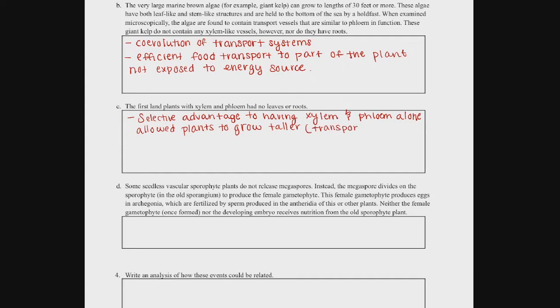Transport of water. And some parts of the plant could be shaded and not in an energy source, but could still get those nutrients, similar to what we said in Part B.